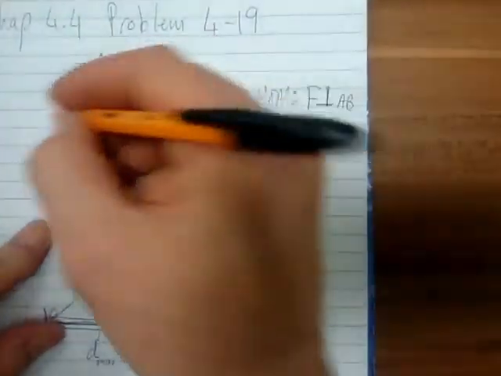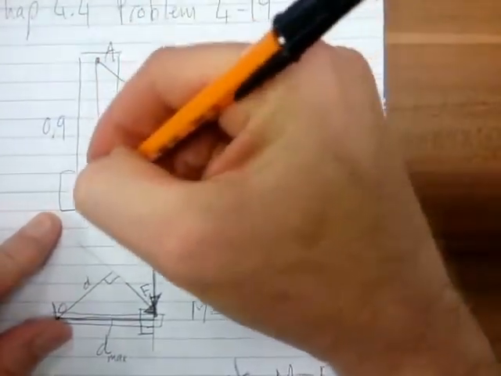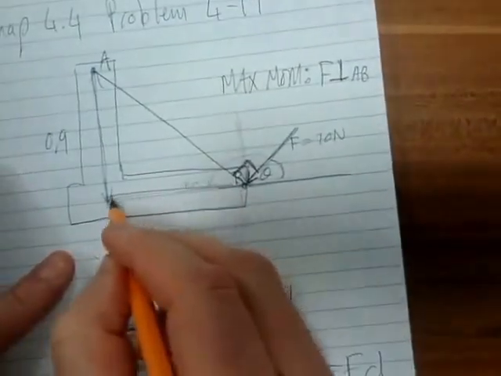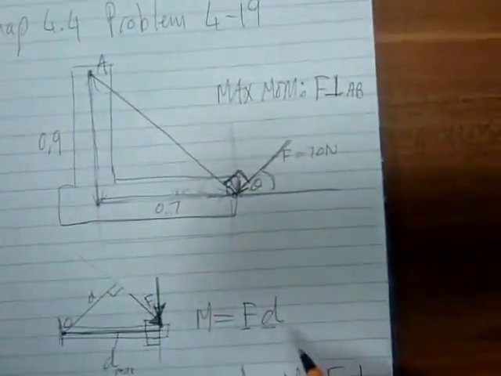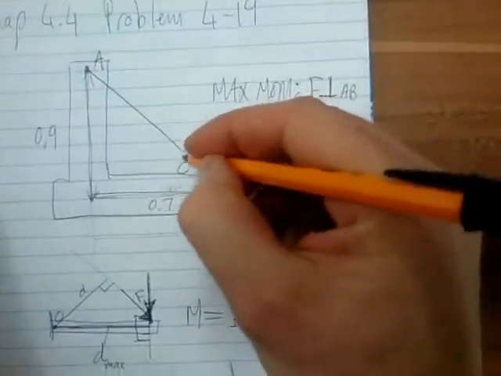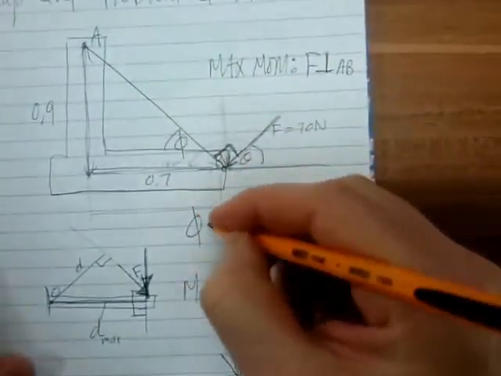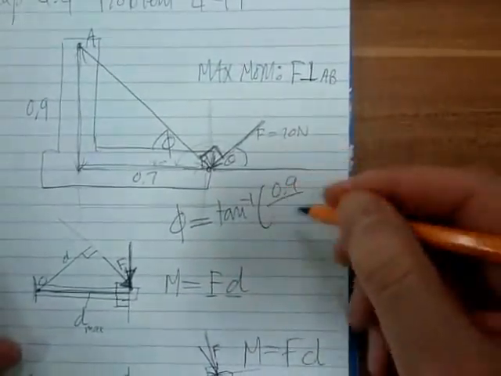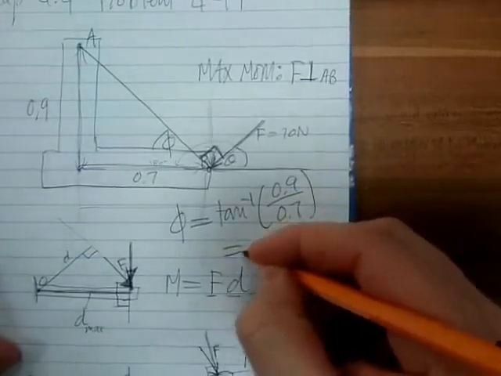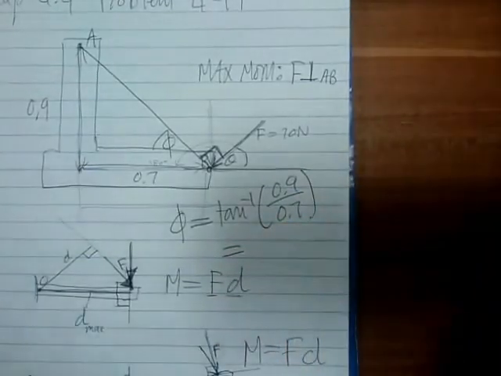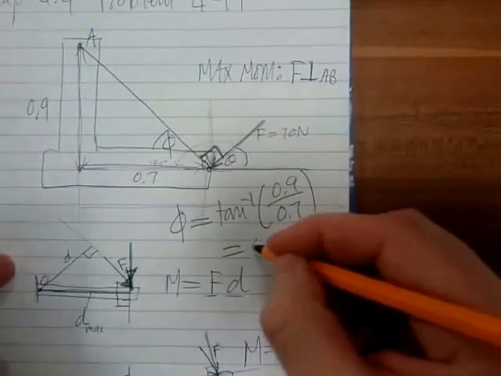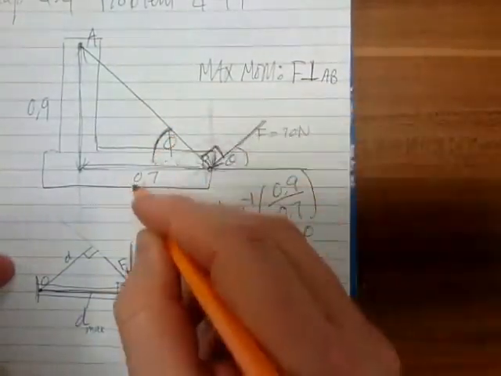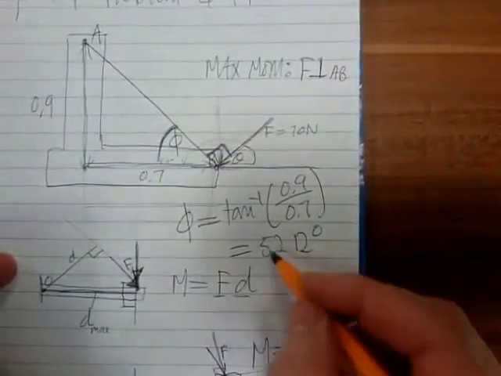So what are these dimensions? I've got 0.9 here. That length is 0.9. That length is 0.7 meters. So what is this angle if I want to call it phi? Phi equals tan to the minus 1, 0.9 over 0.7, which gives me, I think, 52.12 degrees. This angle here is 52.12 degrees.